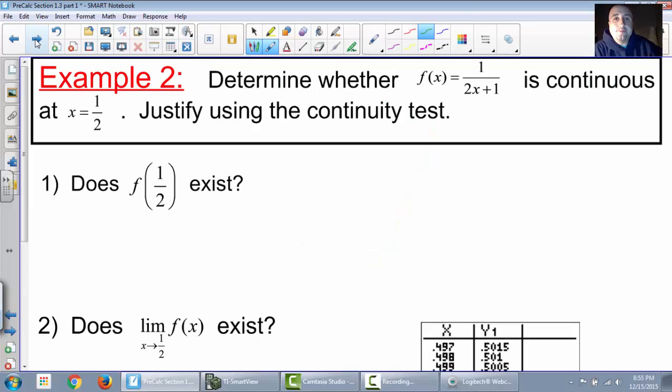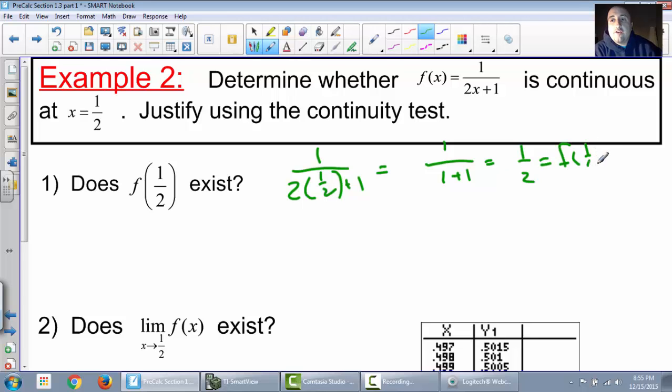All right, so let's do one more here. We just have a new equation, and we want to know if it's continuous at x equals 1/2. So the first thing we need to do is ask, does f of 1/2 exist? So I'm going to plug it in. 1 over 2 times 1/2 plus 1. So I get 1 over, what's half of 2? Well, that's 1 plus 1, so my answer is 1/2. So f of 1/2 equals 1/2.